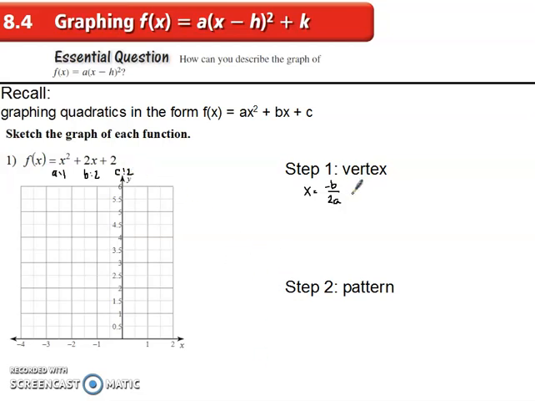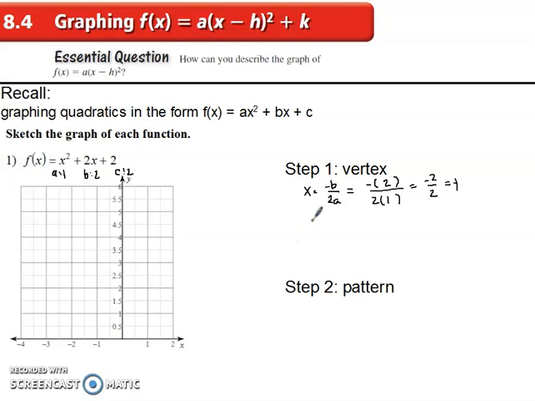So I just want negative b, so that's going to be a negative, and then b is 2, over 2 times a, and I input a 1 for a, which simplifies to negative 2 over 2, or negative 1. So my vertex is somewhere on the x value of negative 1, over here on the left-hand side.